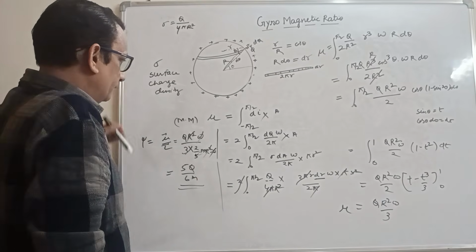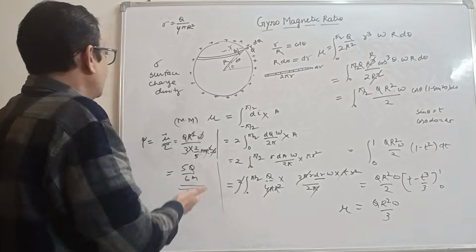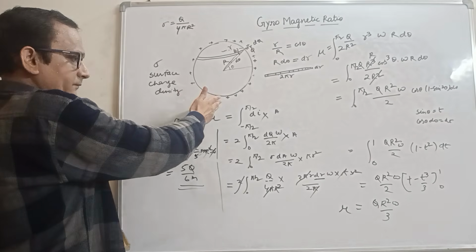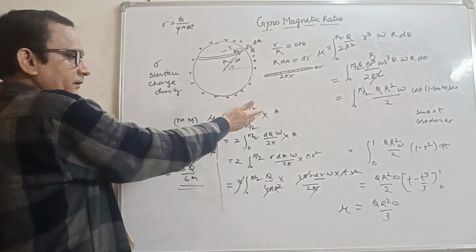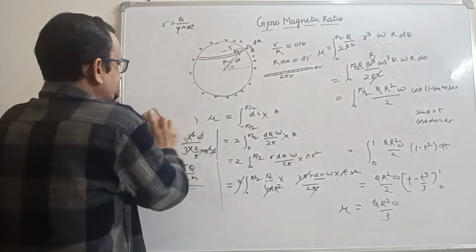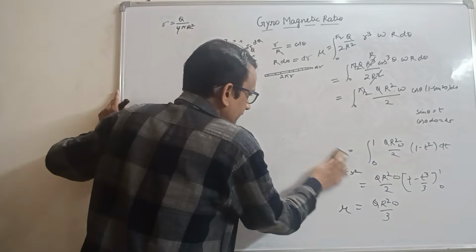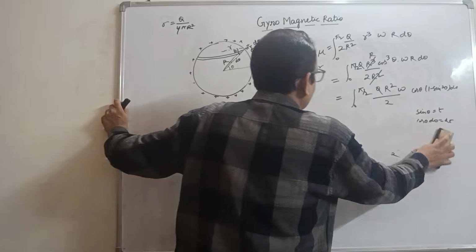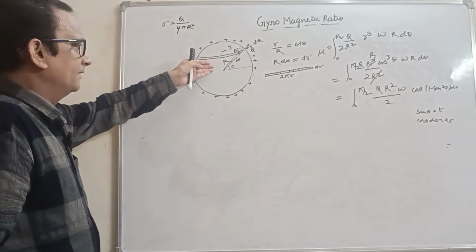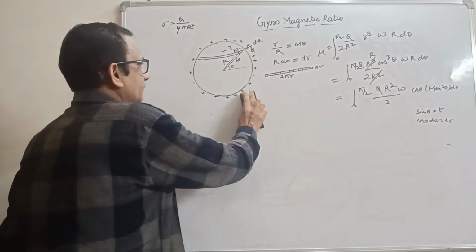So in the next few years there is probably a chance they will ask the gyromagnetic ratio for a solid cone or a solid cylinder. We can easily find the magnetic moment for both these conditions. Here there is no need to do this method; we apply the previous method and easily find the gyromagnetic ratio.